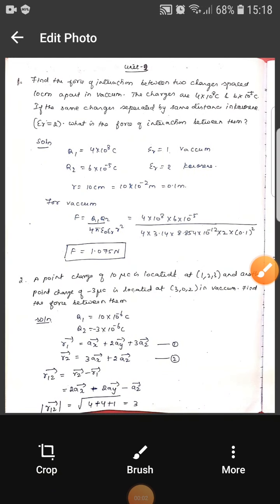In the last videos we have seen problems on first unit. Now we shall see the problems on second unit. First problem, find the force of interaction between two charges spaced 10 cm apart in vacuum.